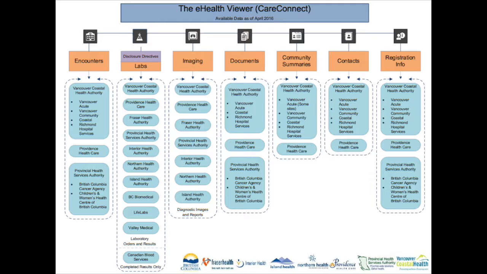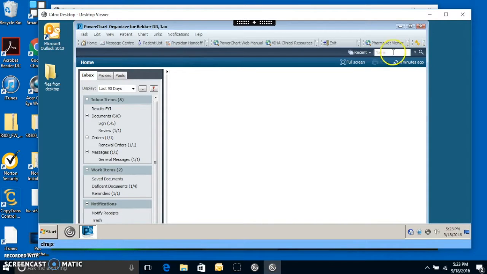And documents is particularly exciting because you can get some of those reports from the BC Cancer Agency and Women's and Children's Hospital, as well as you could get discharge summaries on patients from the mainland if your patient is from there. The other information I haven't looked at too closely, but I'll leave it to you to discover. Now let's show you how to get access to E-health Viewer.